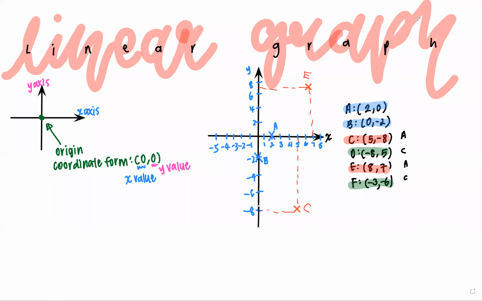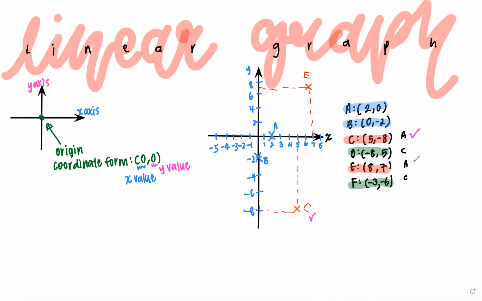Okay, so Alyssa did C, right? So let's see whether it's correct. Alyssa did C. She said 5. She dotted it all the way down. And then y is minus 8. So she looked at the y-axis all the way to negative 8. Yes, that's correct.